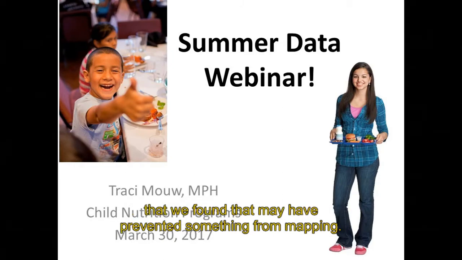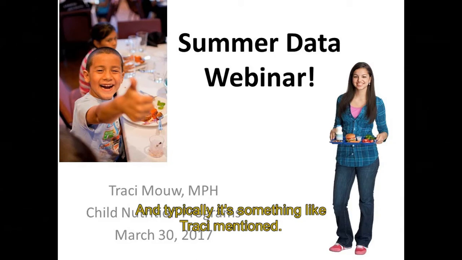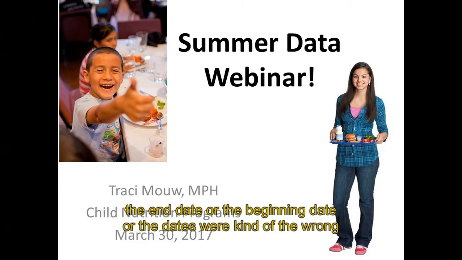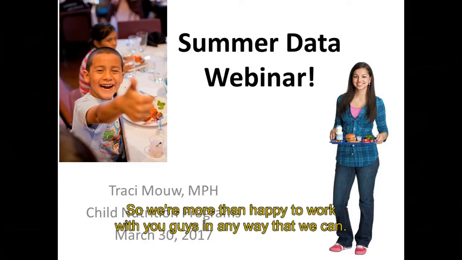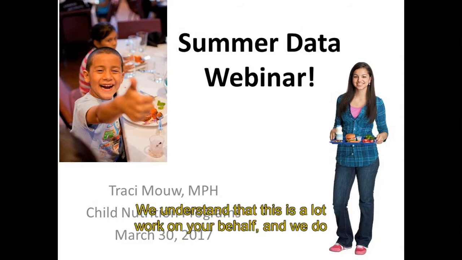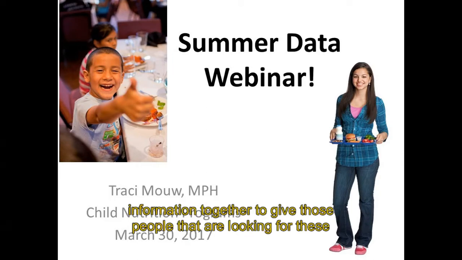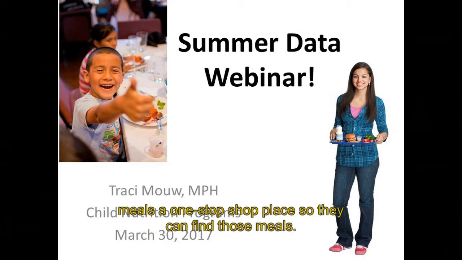prevented something from mapping. And typically it's something like what Tracy mentioned. It's a zip code, or it was missing some key piece of information like the end date or the beginning date, or the dates were the wrong year or something like that. So we're more than happy to work with you guys in any way that we can. We understand that this is a lot of work on your behalf, and we do appreciate what you're doing and allowing us to compile all this information together to give those people that are looking for these meals a one-stop shop place so they can find those meals.